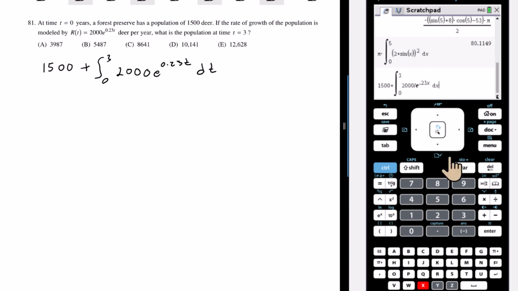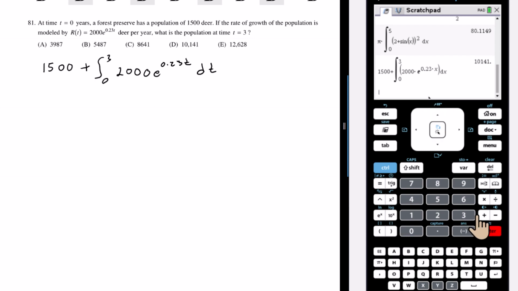Just double checking that everything looks good. It's super important you do that. And I know you're in a hurry on the AP test, but take an extra second to make sure everything's typed in right. Looks like letter D. 81 does look like letter D.